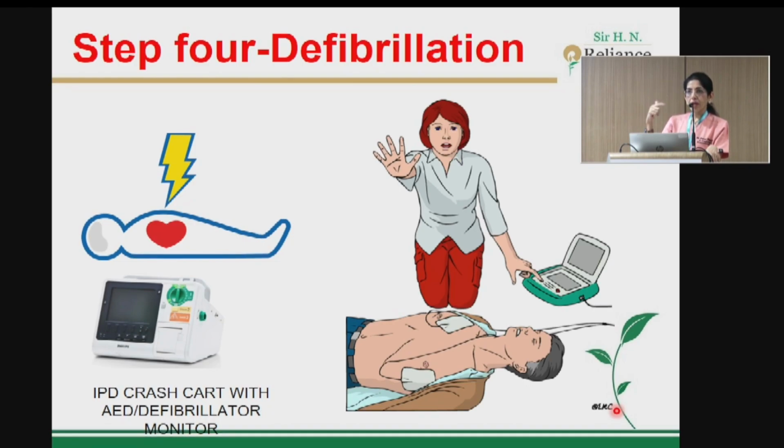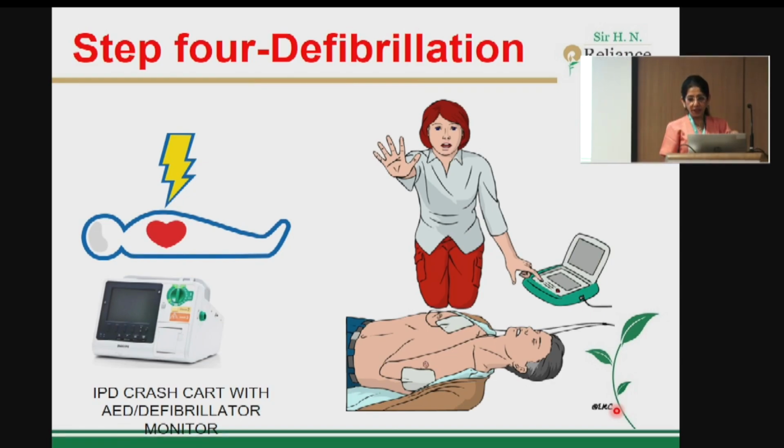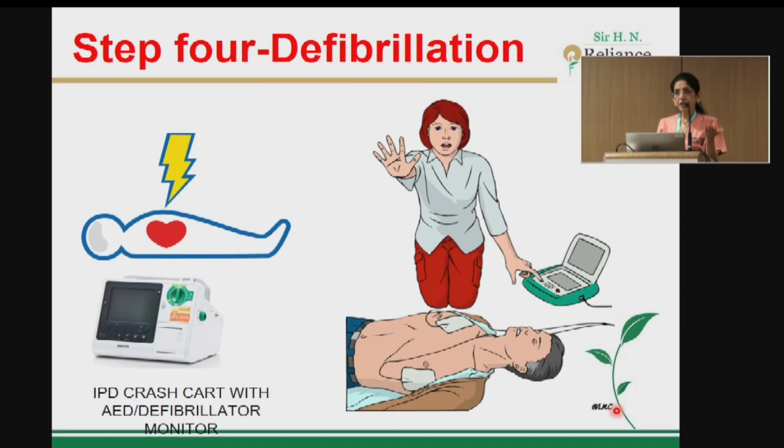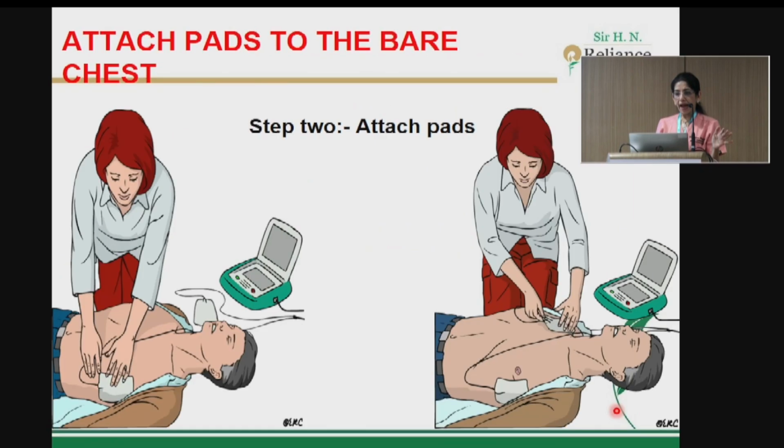One is turn it on. Some of the AEDs, when you open the lid, that time it turns on. But otherwise, there is a switch over there. There's a button which you press to turn the AED on. So turn it on and apply the pads. The pads have to be applied on the right side and the left side. Right side below the clavicle, left side on the lateral side of the nipple. You can also put the pads antero-posteriorly if it's a child, or even in an adult you can put it antero-posteriorly. Now, once you have attached the pads, the monitor will analyze the rhythm.